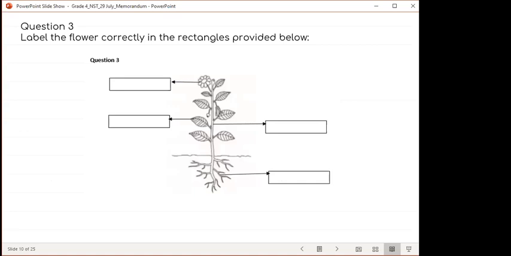Then we had question 3, which says label the flower correctly in the rectangles provided. We're going to start with the left-hand side. So the left-hand side would be here, right? This part here. And we're going to start with the top one. Let's hear from Dane. What is the label for the top rectangle there? Ma'am, the label is root. Sorry, ma'am, flower. This one? All right, beautiful. Thank you very much, Dane. Dane says it's a flower. Let us see. And indeed, it is the flower.